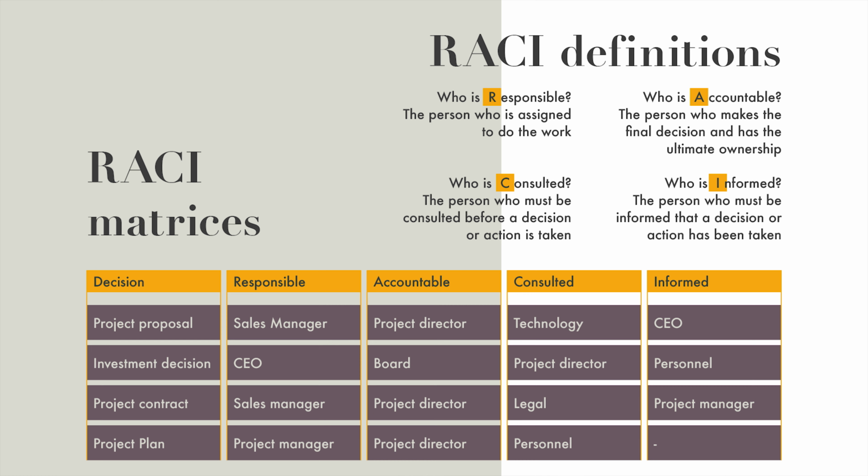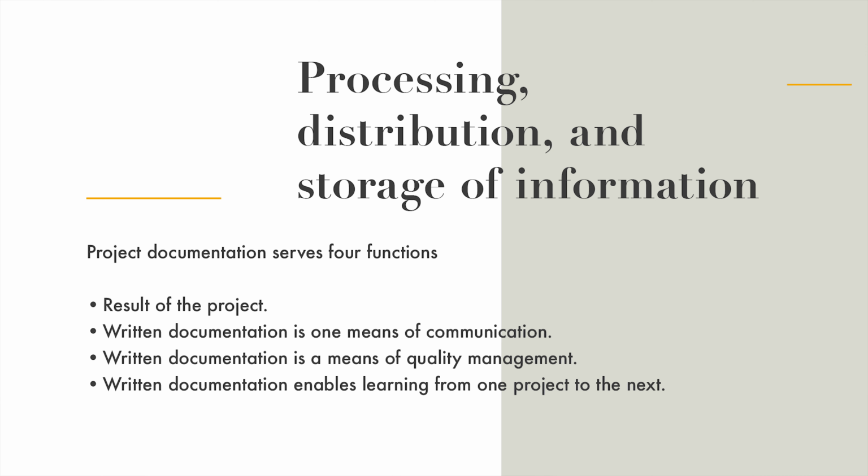A RACI chart identifies who's responsible, who's accountable, and who should be consulted and who should be informed about certain decisions and information produced in a project. Project documentation essentially serves 4 functions. It can be the result of the project itself. It can be the way we communicate in projects. It can be the means for quality management. And finally, it enables learning from one project to another.